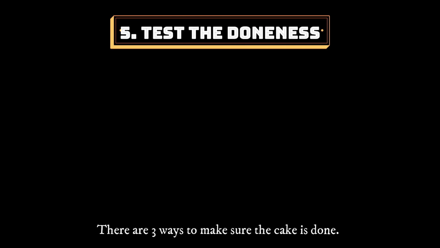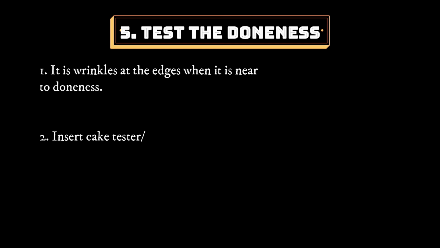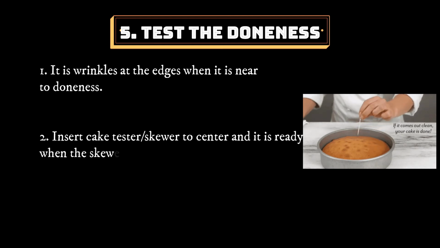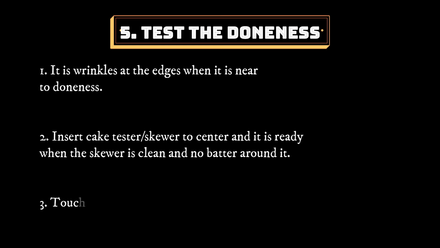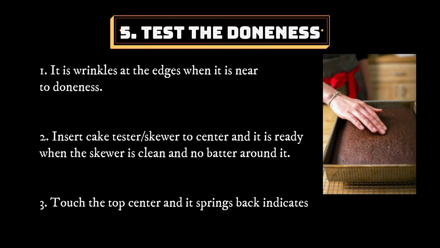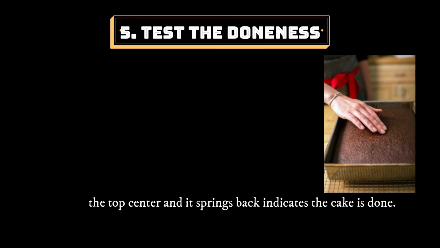So there are 3 ways to make sure the cake is done. First, it wrinkles at the edge when it's near done. And second, we can use the conventional method, which is to insert a cake tester or skewer into the center, and the cake is done when the skewer is clean and no batter is around it. And the last one, we can touch the top center of the cake and if it springs back, that indicates the cake is done.